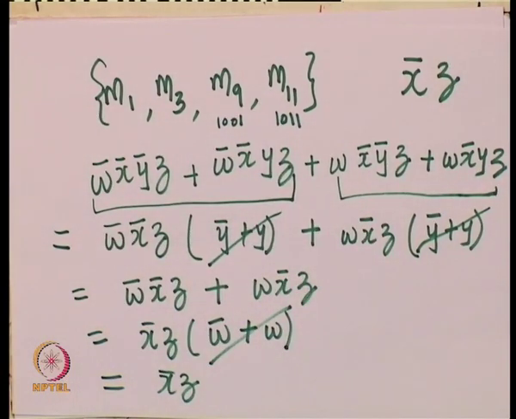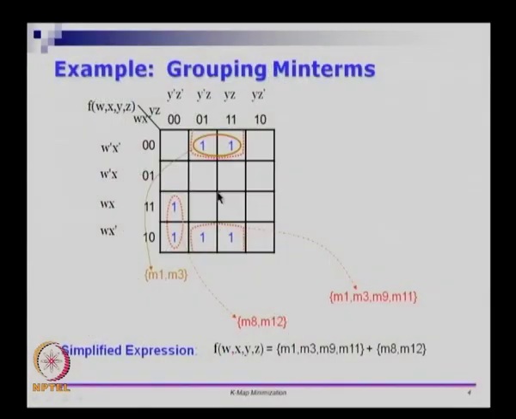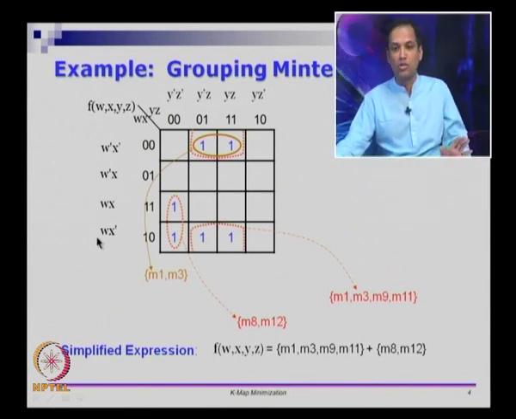So, you look at this table here, in these 4 ones, what is something that is common? These 4 cells are in the row which contains x bar and in the column which contains z. However, y is changing from this column to this column and w is changing from this column to this column, those two terms will not appear in the product term. That is what you get from M1, M3, M9, M11.